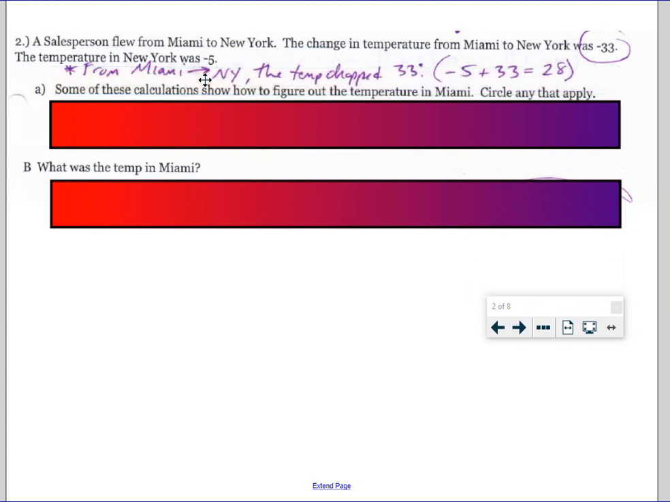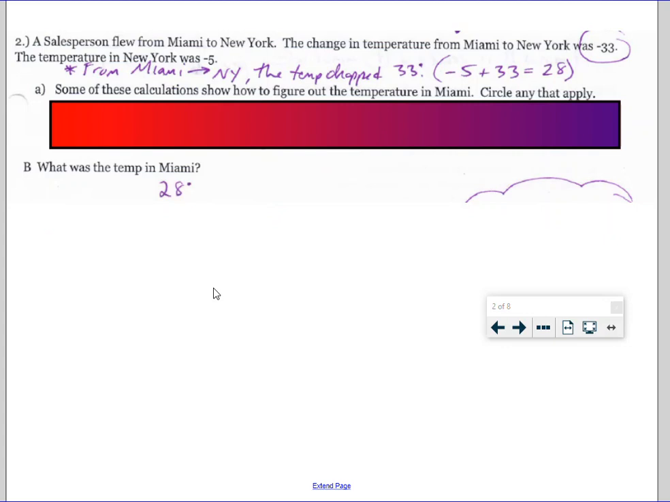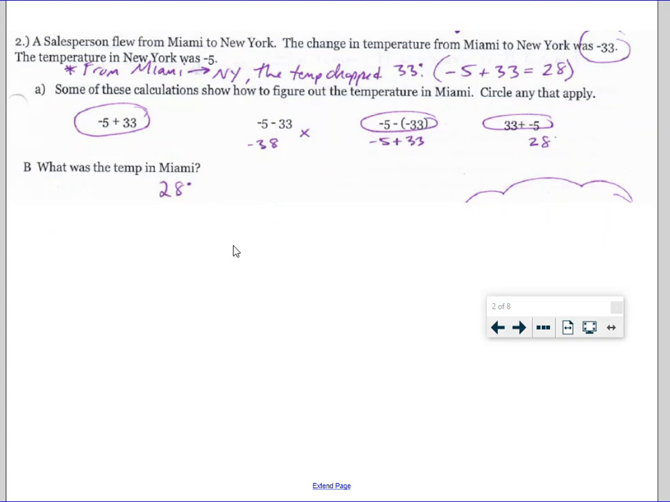The first thing you had to kind of do was figure out what the temperature was in Miami when they left, because that's actually part B down here. That was 28 degrees. Part A was a little bit more work though. Some of these calculations show how to figure out the temperature in Miami. Circle the ones that do. Well, we want the ones that would give us an answer of 28 degrees, which this one would equal 28 degrees. You can think of that like the temperature in New York plus the temperature change would result in what the temperature was in Miami, which is 28. This does not work because we would end up at -38.